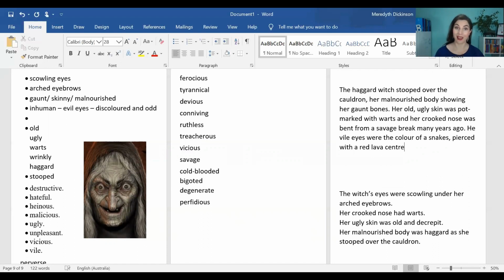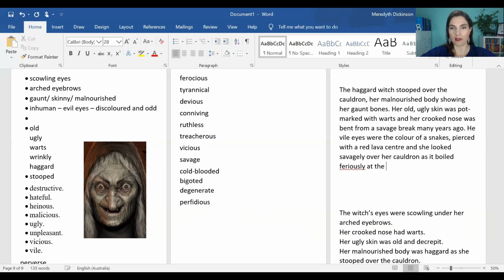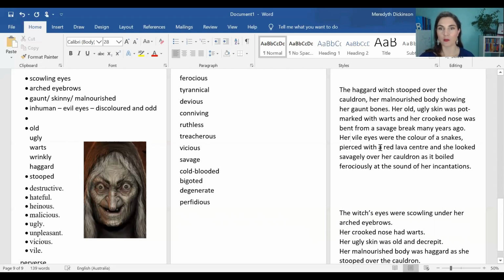All right, so now I've put in snakes because snakes are evil. Lava is evil, so it's like volcanoes. Volcanoes aren't good things. And she, have I used savage? And she looked savagely over her cauldron as it boiled ferociously at the sound of her incantations. So obviously we haven't used every single word, but we've pulled some of them. Her vile eyes were the colour of snakes, pierced with a red lava center.